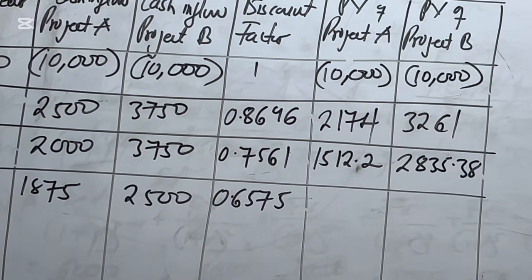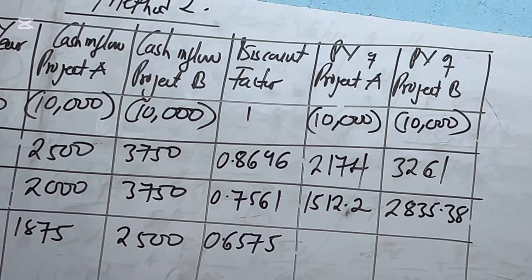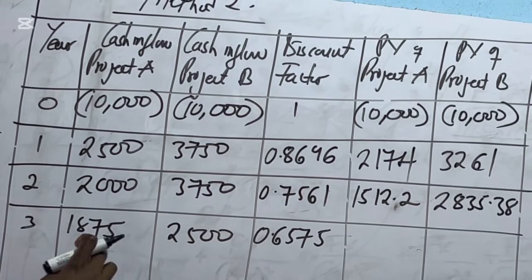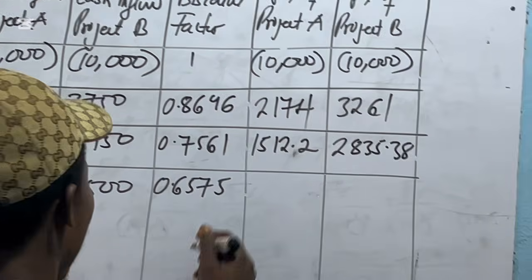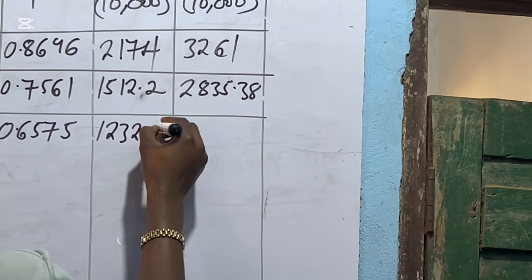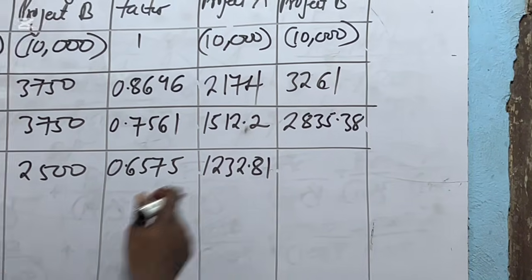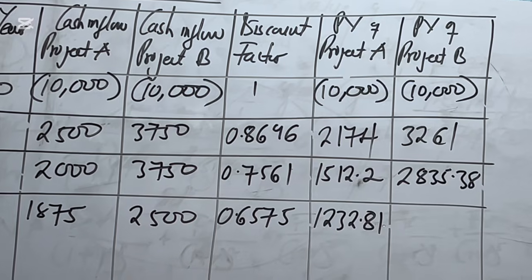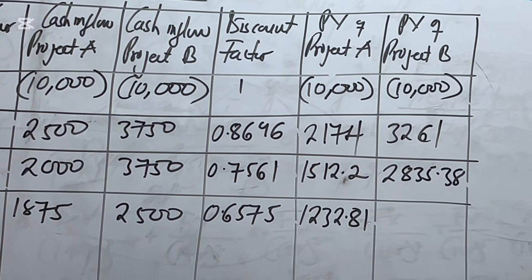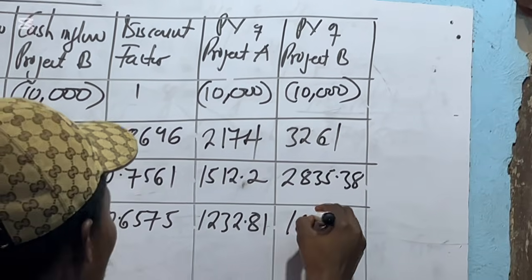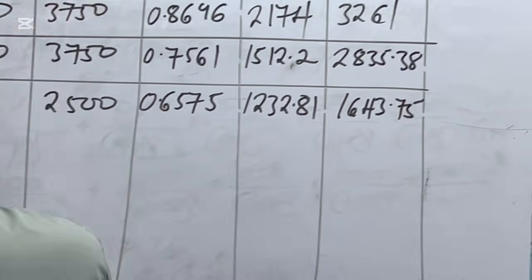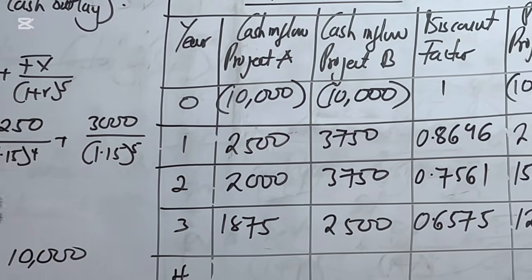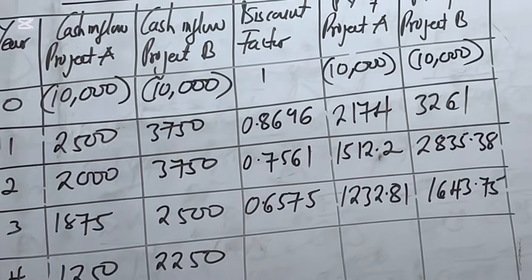So 0.6575 times 1875. And that will give us 1232.81. Then when we come here, we have our 0.6575 times 2,500. And that will give us 1643.75. Then we come to year 4. So we have 1250 here. We have 2250.